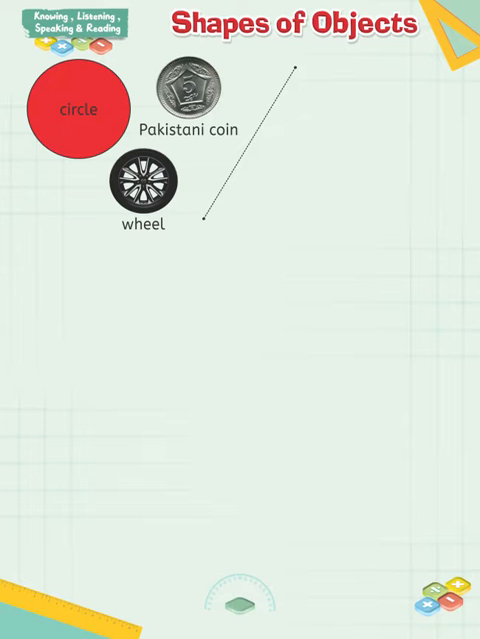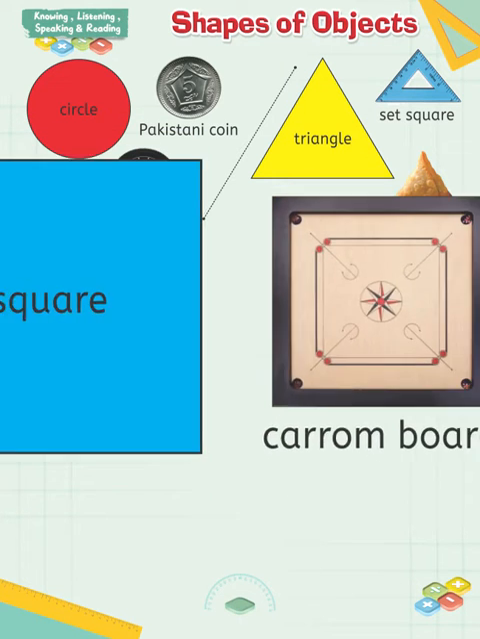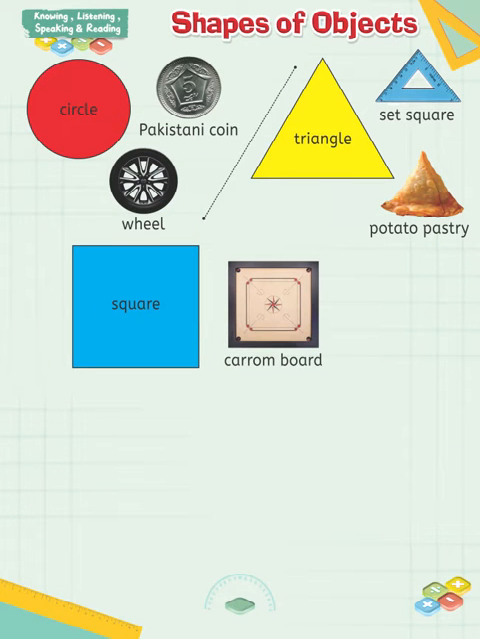This is circle. Coin has a circle shape. This is triangle shape. Set square and potato pastry have triangle shapes. This is square. Carom board has a square shape.